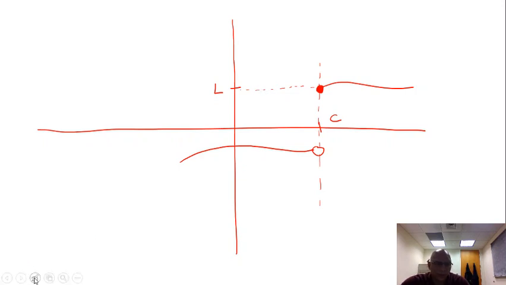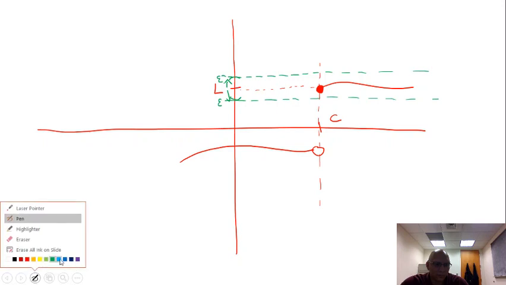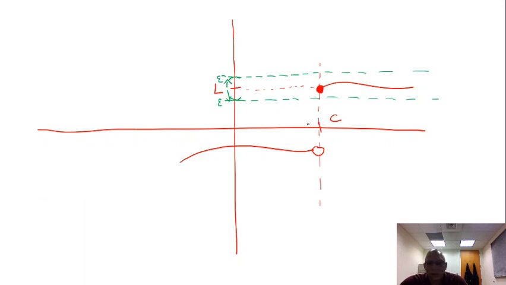So again, how do I start checking this? I need to be given first an epsilon neighborhood. So maybe I choose this epsilon neighborhood, which is quite small, around L. And I need to check if I can eventually find a small enough delta around c. So let's see, maybe I take this delta like this.